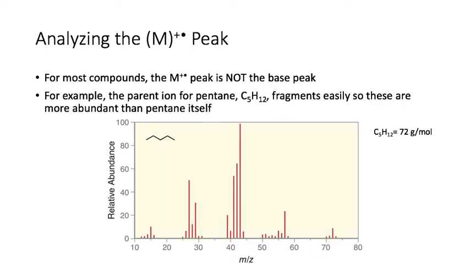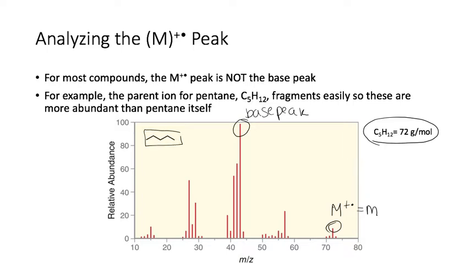This is different if I have something like C5H12. My molecule here is pentane. It fragments very easily, so you'll notice here that your base peak is at 43. But if I calculate the molar mass of pentane, C5H12, it would be up here at 72. So notice that this is my radical ion peak, which is the mass of my actual molecule for pentane, but it's not necessarily my base peak.